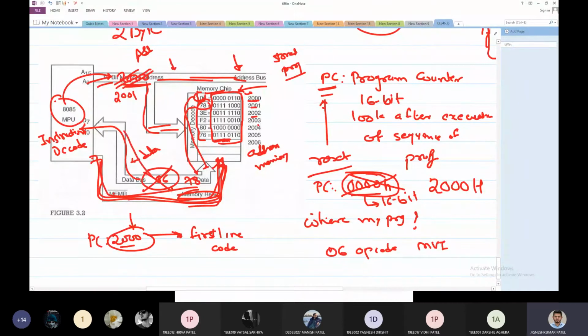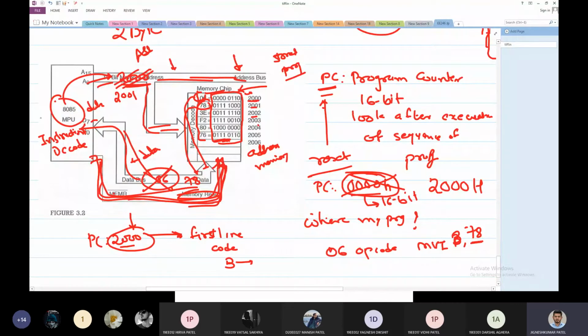Now the 78 will come inside. There is an internal data bus on 8085. It will come onto the internal data bus, and the instruction decoder has already given the signal that immediate data has to be moved to register B, because 06 means MVI B and the immediate data is 78. So once 78 comes inside, it will be automatically transferred to register B.